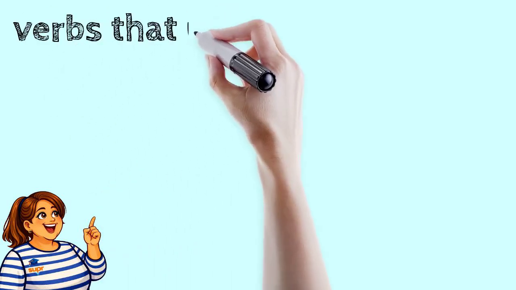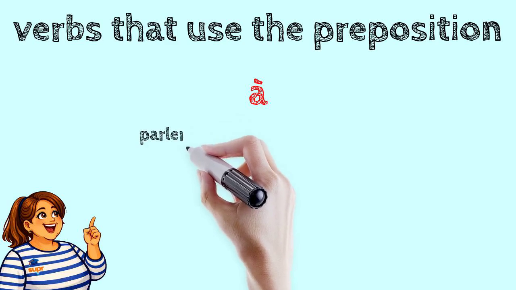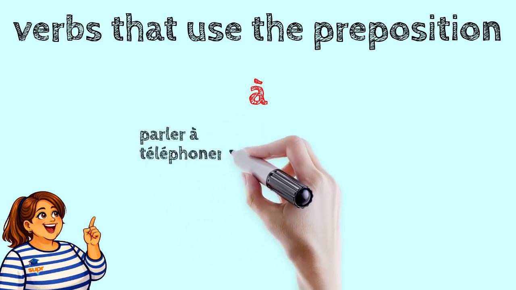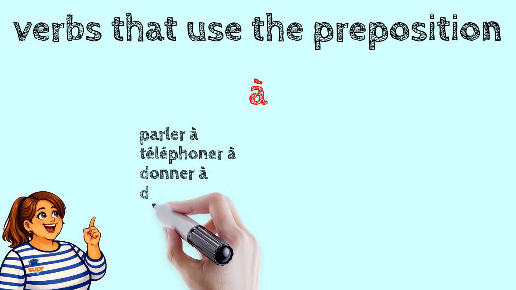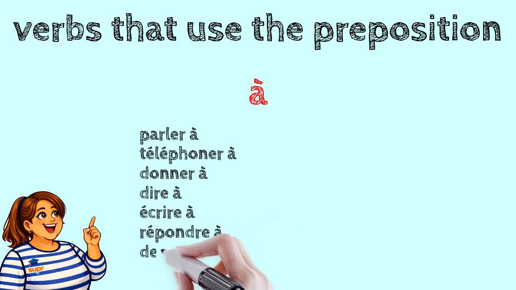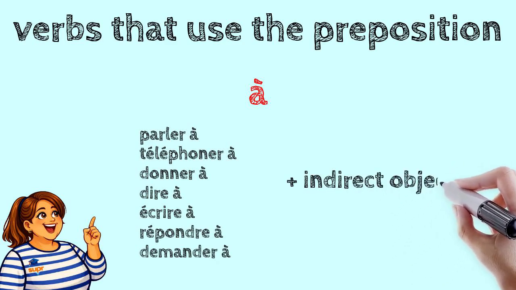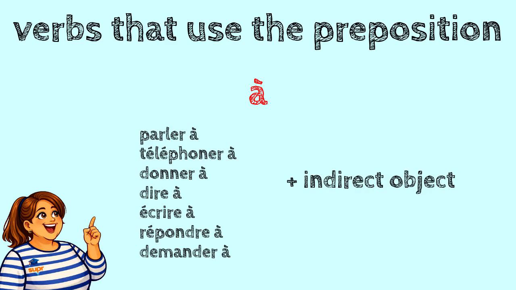There are some verbs in French that automatically take an indirect object, and they're verbs that use the preposition à directly after them. So verbs like parler à, to speak to, téléphoner à, to phone someone, donner à, to give to someone, dire à, to say to, écrire à, to write to, répondre à, to answer, and demander à, to ask of someone. They all take an indirect object and therefore an indirect object pronoun as well.